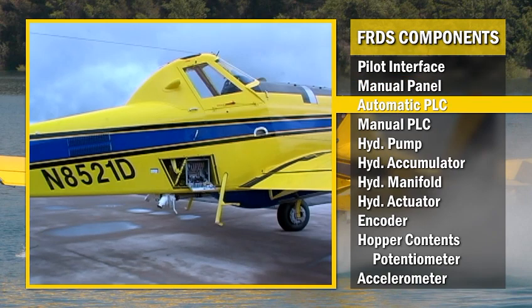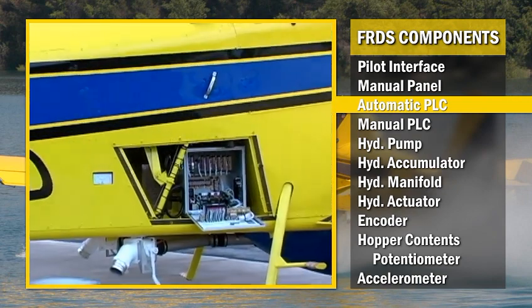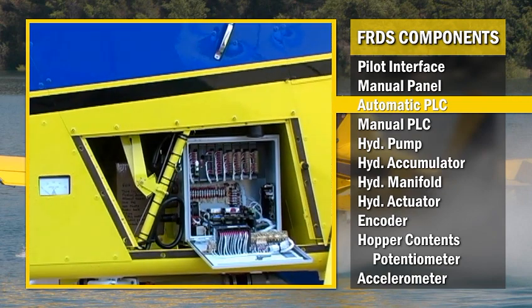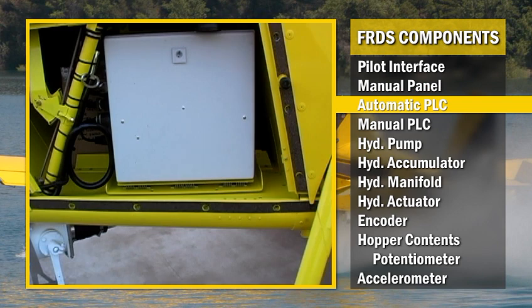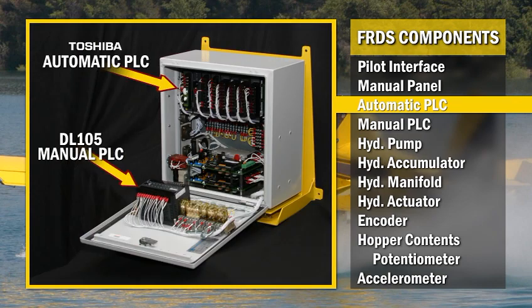The automatic PLC is the main control computer that calculates the correct gate box door angle. The PLC also controls the hydraulic valves in real time based on input parameters from the pilot and environmental conditions such as G-forces, hopper quantity, and ground speed.